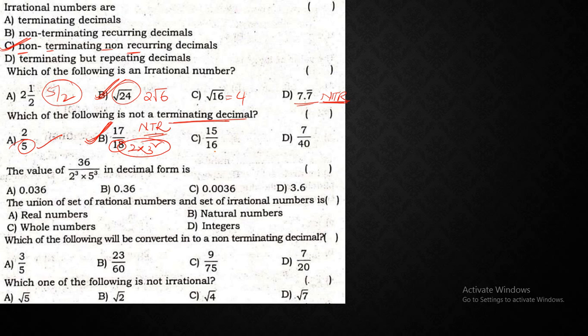So option B is my answer, because 16 I can write as 2 power 4, 40 I can write as 2 cube into 5. Right? So clearly option B is my answer.